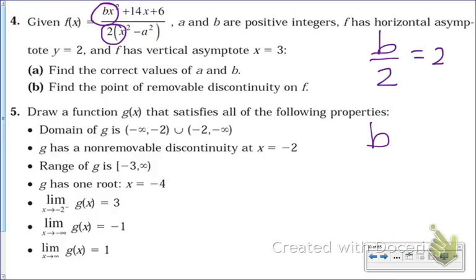So b equals 4. So we got a could equal plus or minus 3, and we know that b equals 4. That's definitely a possible AP Calculus question, just testing your knowledge of the horizontal and vertical asymptotes. Don't worry about finding the point of removable discontinuity on f. That's not a big deal right now. Question 5 says draw a function g of x that satisfies all of the following properties. So why don't you guys try and draw that for me?